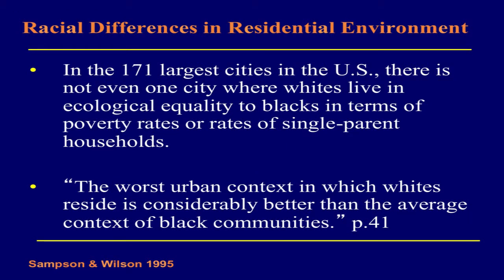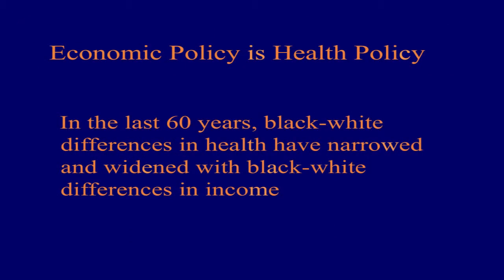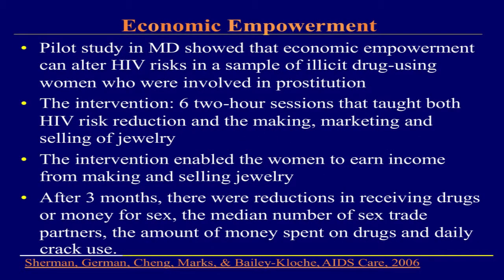In the 171 largest cities in the US, there's not even one city where whites live in ecological equality to blacks in terms of poverty rates or rates of single-parent households. The worst urban context in which whites reside is considerably better than the average context of black communities. Economic policy is health policy. In the last 60 years, black-white differences in health have narrowed and widened with black-white differences in income.